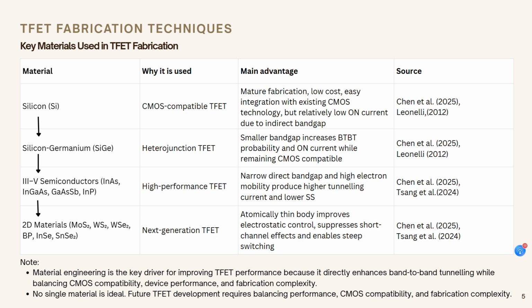Although group III-V TFETs generally provide the highest on current because of their narrow direct bandgap, they are expensive and difficult to integrate with existing CMOS technology. In contrast, silicon germanium offers a compromise between performance and CMOS compatibility, while 2D materials show the greatest long-term potential but remain limited by fabrication challenges.